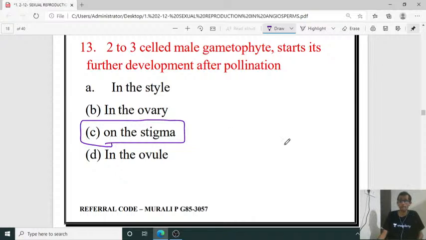When a compatible pollen grain falls on the correct stigma, the stigma allows the pollen grain to germinate. So the further development of that 2 to 3 celled male gametophyte starts after pollination, meaning on the stigma. The right answer is C for question number 13.